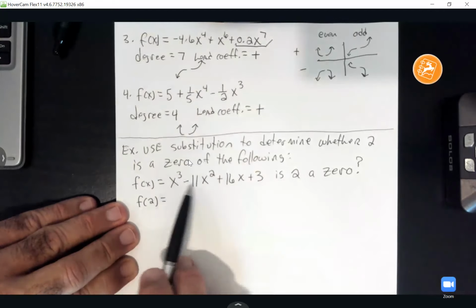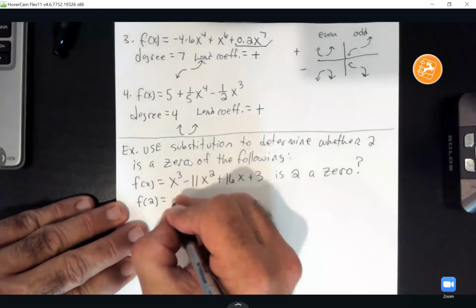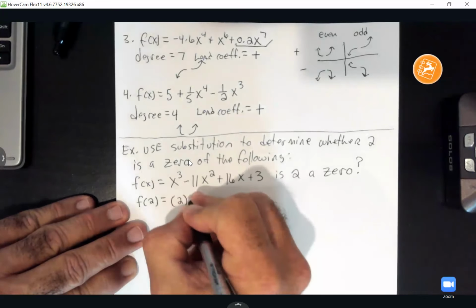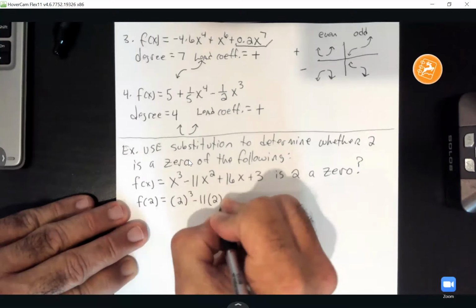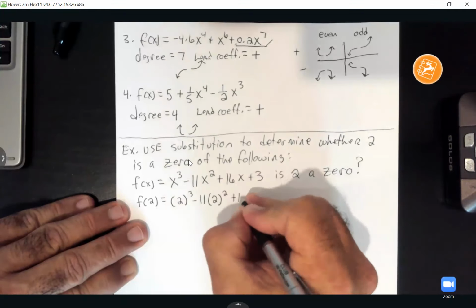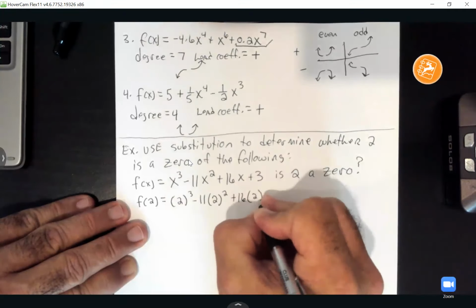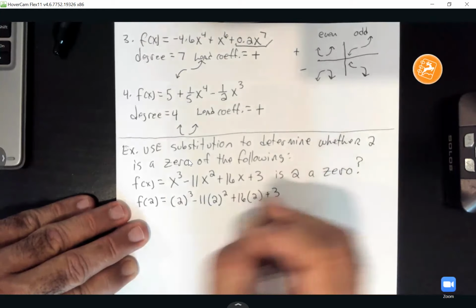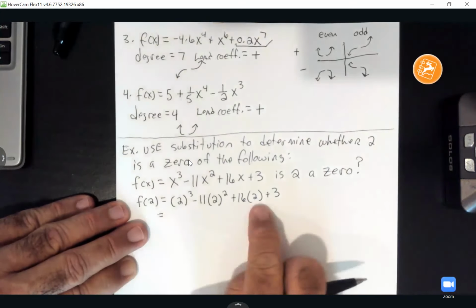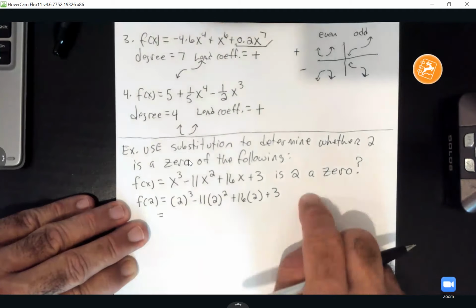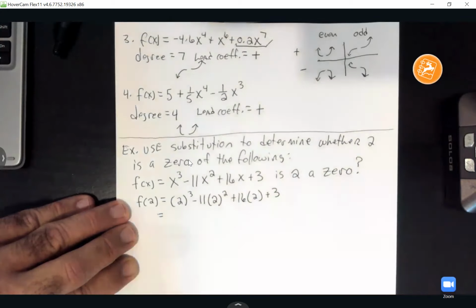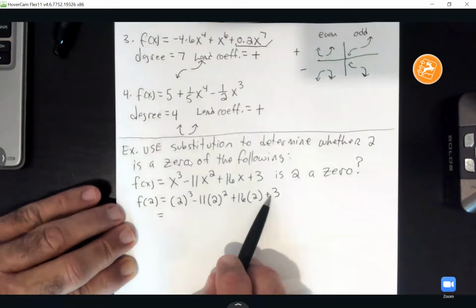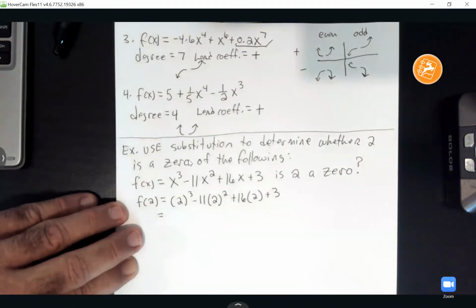You're going to put a 2 in for all 3 of these x's. So that's going to give us 2 to the third minus 11 times 2 squared plus 16 times 2 plus 3. If this all equals 0, then that'll be yes, 2 is a 0. If I get any other answer, that's going to be no. Okay, so that's what it means to be a 0. When I plug it into the expression, my answer has to be 0, okay?